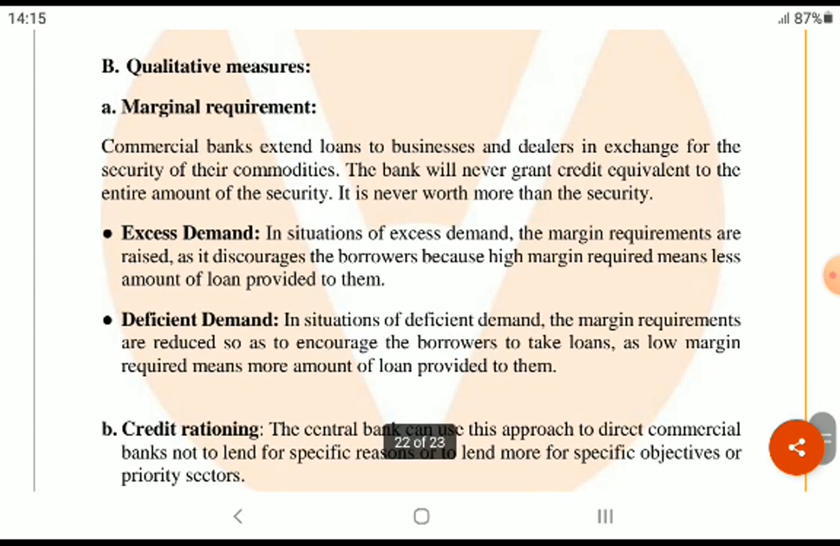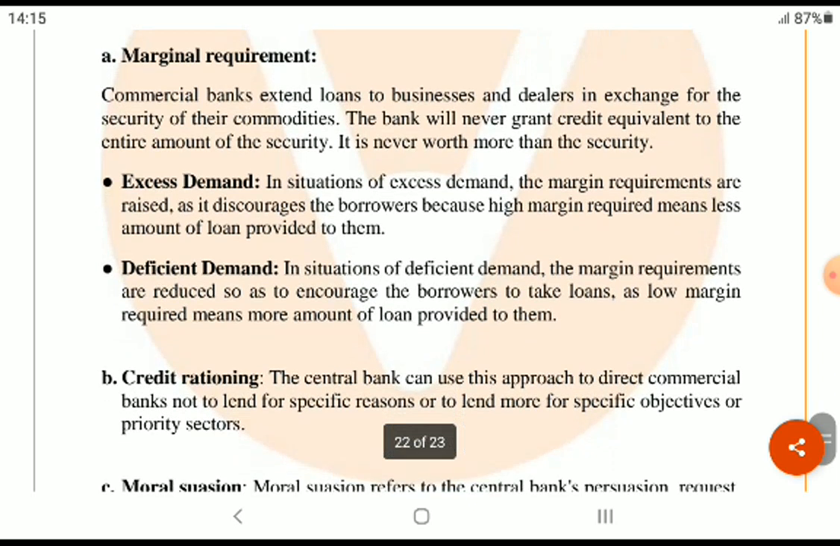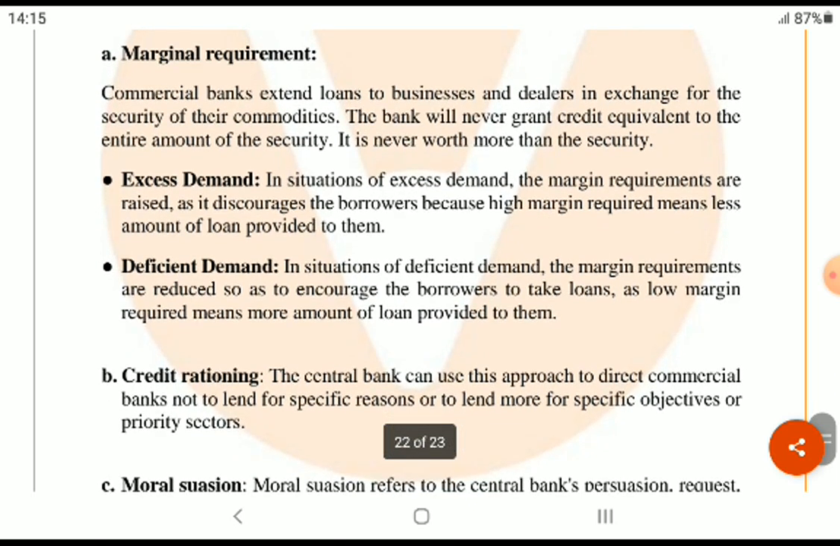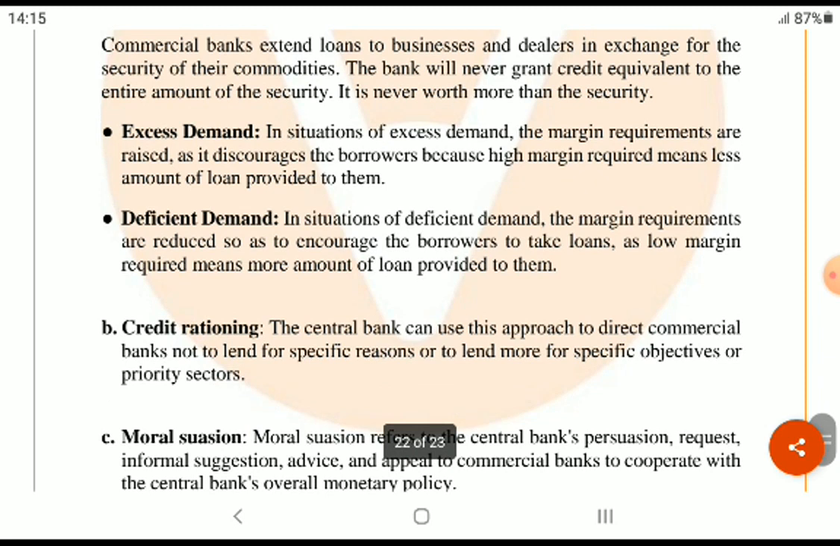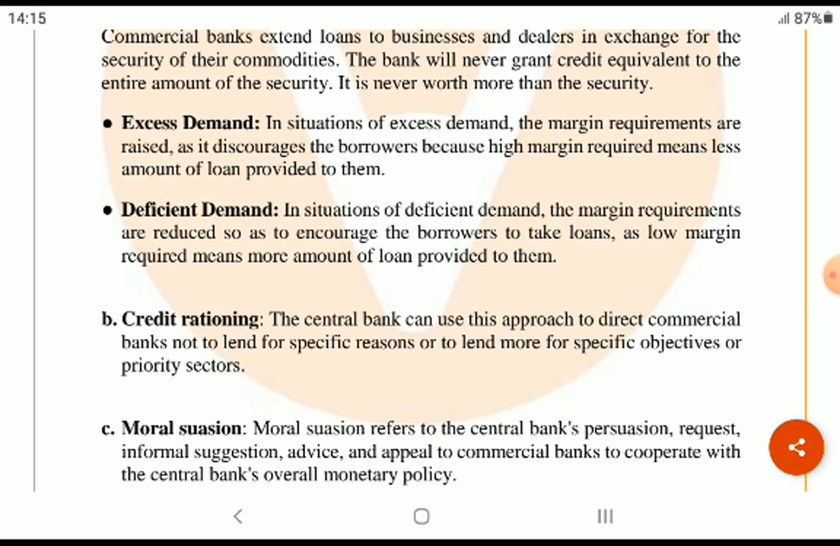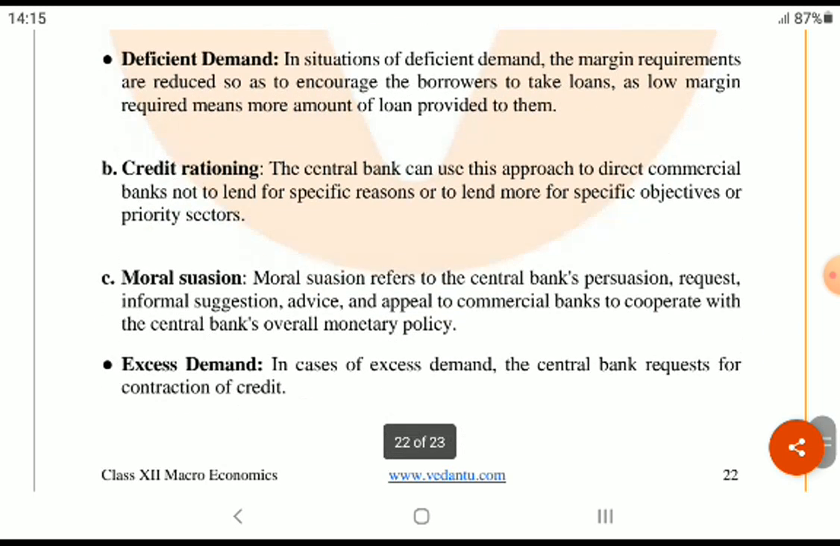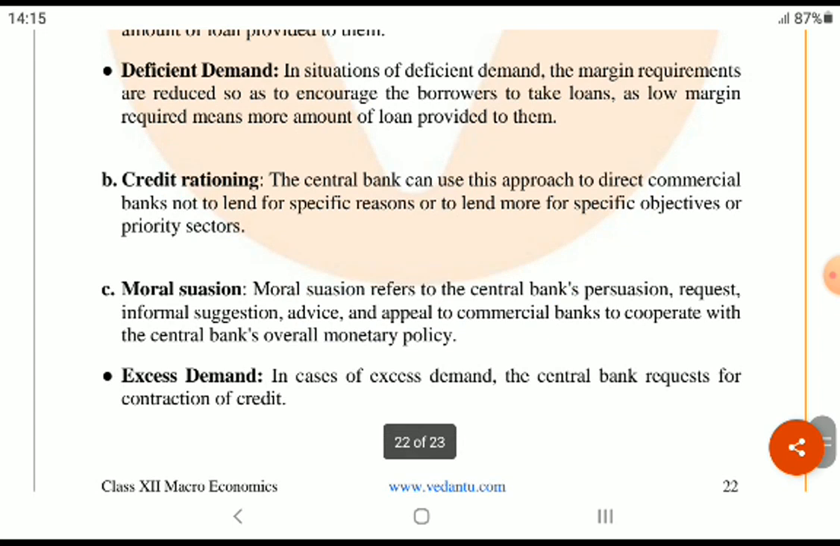Next are qualitative measures. A margin requirement is where commercial banks extend loans to businesses and dealers in exchange for the security of their commodities. Excess demand: in this situation, the margin requirements are raised, as it discourages borrowers, because a high margin requirement means less loan amount provided to them. Deficient demand: in this situation, the margin requirements are reduced so as to encourage borrowers to take loans, as a low margin requirement means more loan amount provided to them.